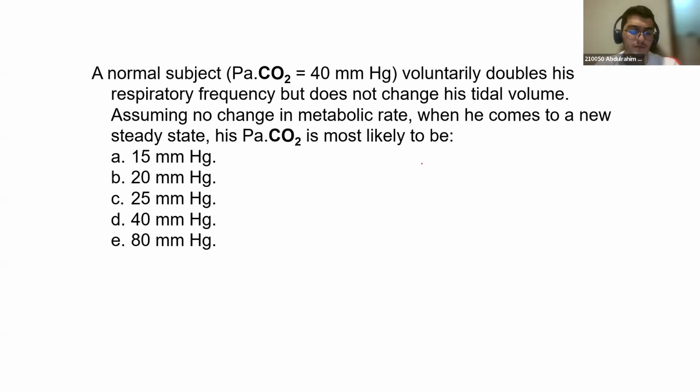Okay, so no one has answered. This is the first question. A normal subject has a pressure of CO2 of 40 millimeters of mercury. He voluntarily doubles his respiratory frequency but does not change his tidal volume. Assuming no change in metabolic rate, when he comes to a new steady state, what is his arterial pressure of CO2 most likely to be?